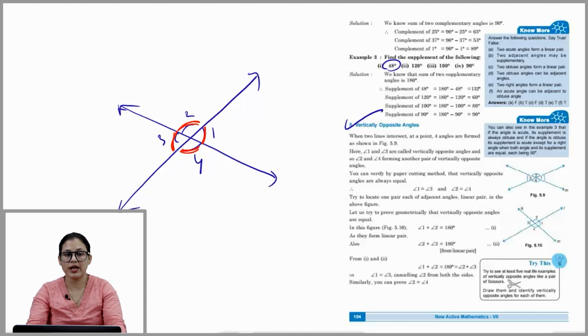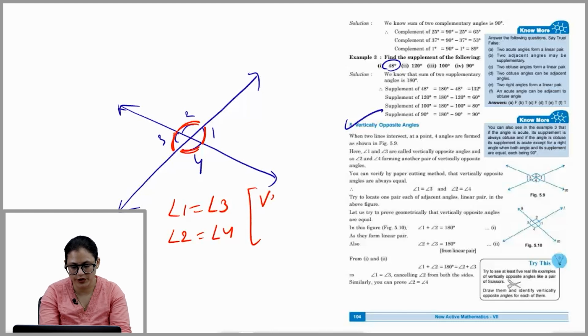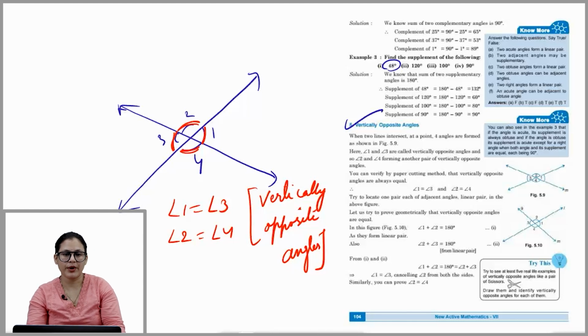So you can verify by the paper cutting method that vertically opposite angles are always equal. So angle 1 is equal to angle 3 and angle 2 is equal to angle 4. Reason? Vertically opposite angles. That's why these angles are equal. Try to locate one pair each of adjacent angles and linear pair in the above figure.